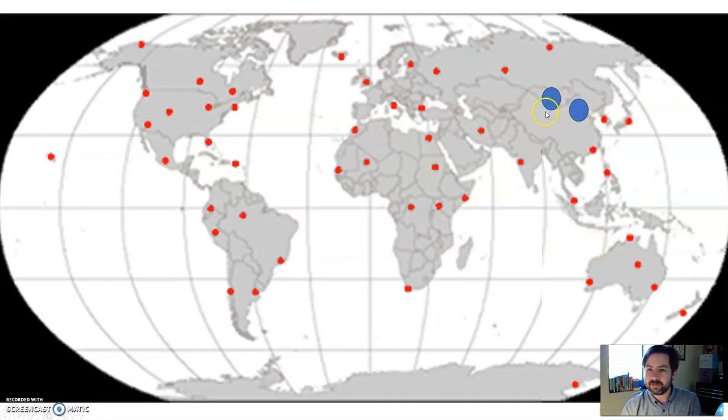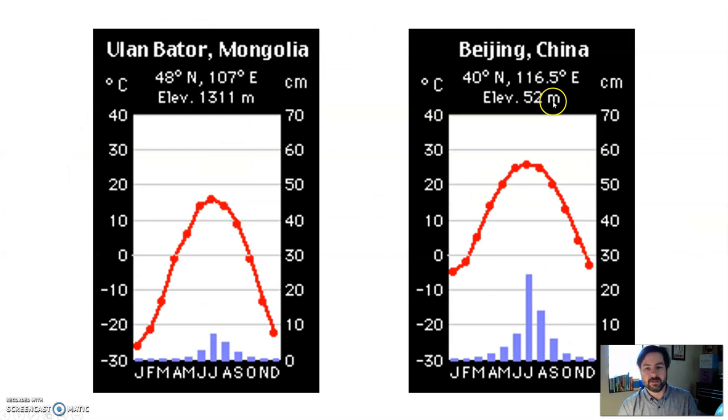We can look at this again. Roughly about the same latitude, a little off, but we have one city in China, I think Beijing, and then one in Mongolia, and kind of the same thing. Comparing the highs versus the lows, Mongolia has much higher elevation and much lower lows.